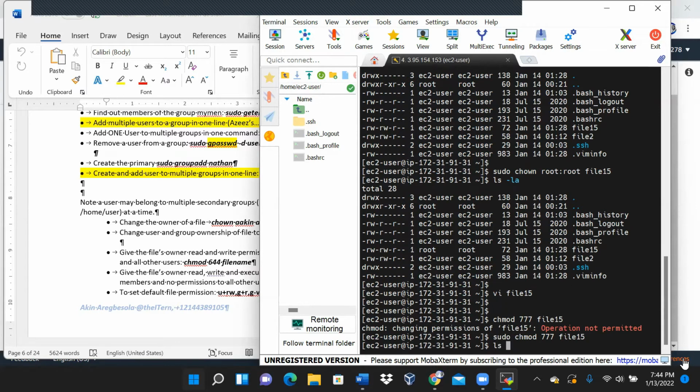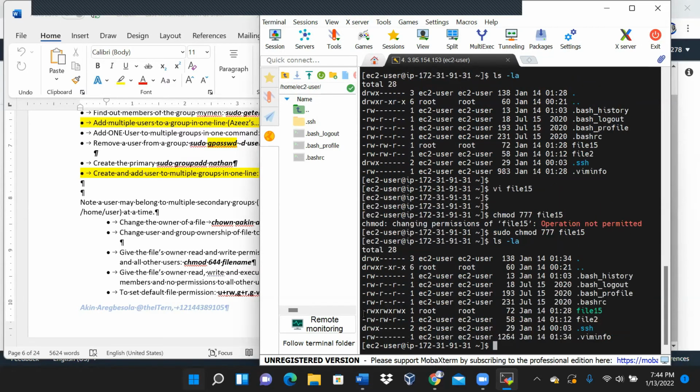Okay, so if I do ls -la, that file 15, look at it now. Read, write, execute. Read, write, execute. Read, write, execute for everybody. Compared to the former state of file 15, when we had only read, write, execute for the owner, read, write for the group, and only read for others. So I'm setting permissions for this file. With this now, even though root is the owner of this file, anybody can read, write, and execute this file.